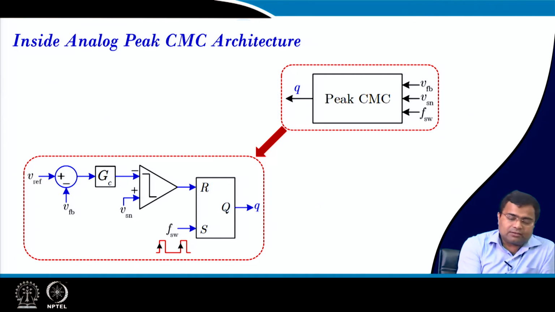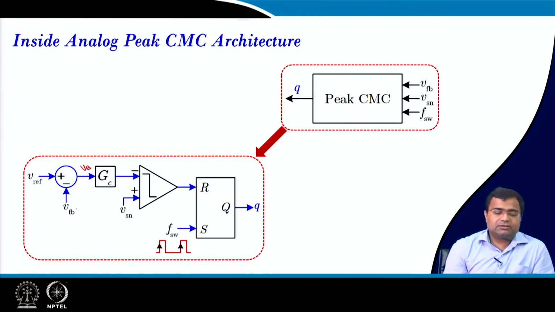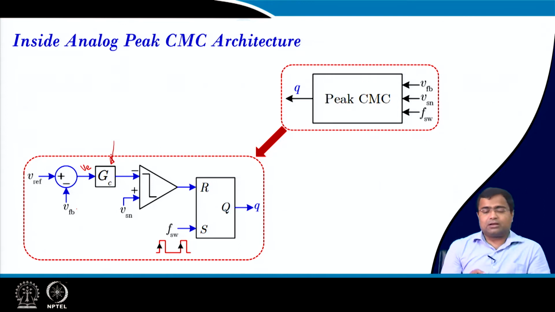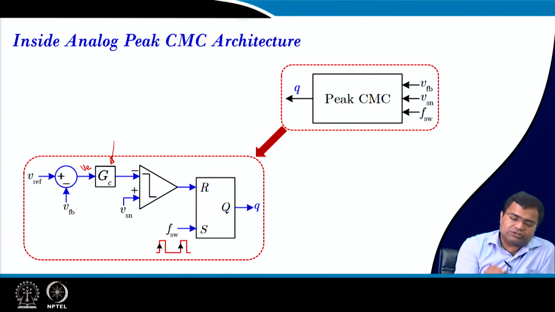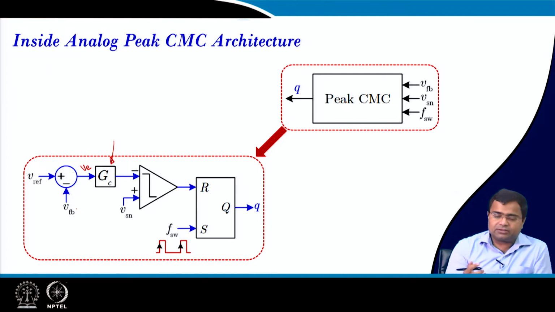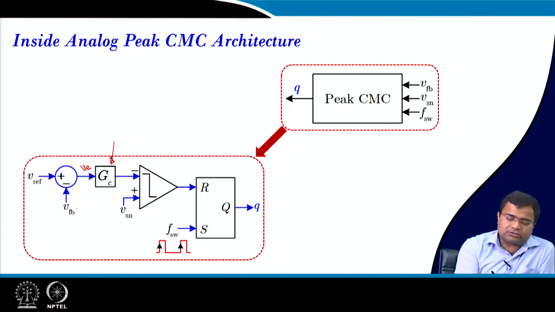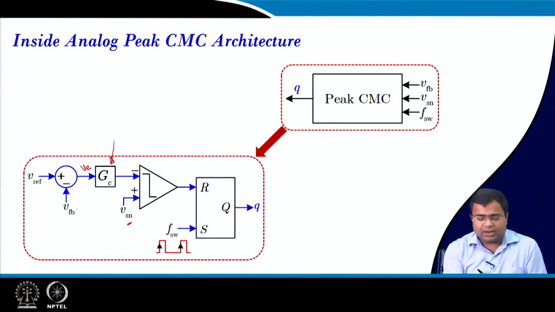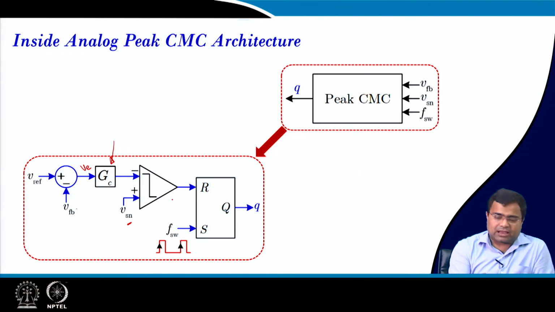Now, if we go inside the peak current mode controller, what is there? First the reference voltage is compared with the feedback voltage to generate the error voltage. Then there is a compensator, which is a voltage controller. The output of the voltage controller we generally call the peak current reference, or a voltage reference, because we are using a sense voltage which captures the inductor current waveform. It is compared, and the output of the comparator goes to the latch circuit.